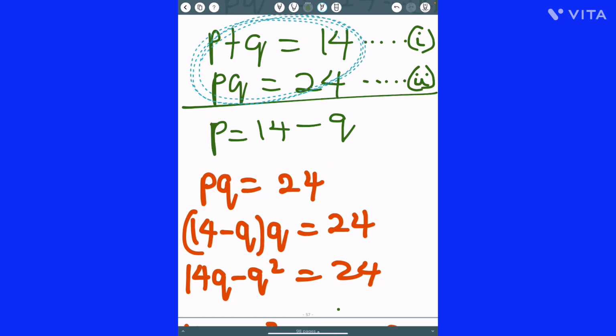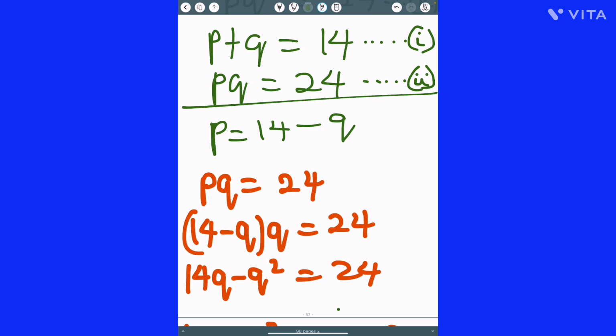I'll put the two together. P plus q is 14, equation 1, and pq is 24, equation 2. From equation 1, p plus q is 14. If I want to make p the subject of the formula, p will become 14 minus q, because if I bring plus q to the right hand side, it becomes minus q. So p is 14 minus q. In the second equation, pq is 24, so anywhere I see p, I'll write 14 minus q for it.